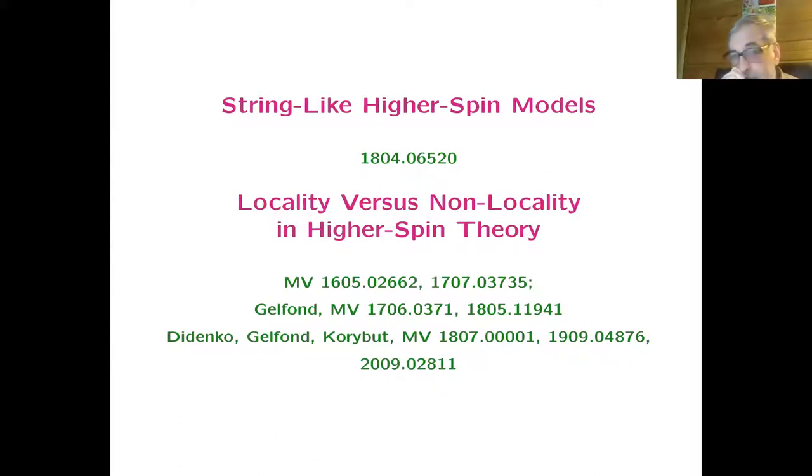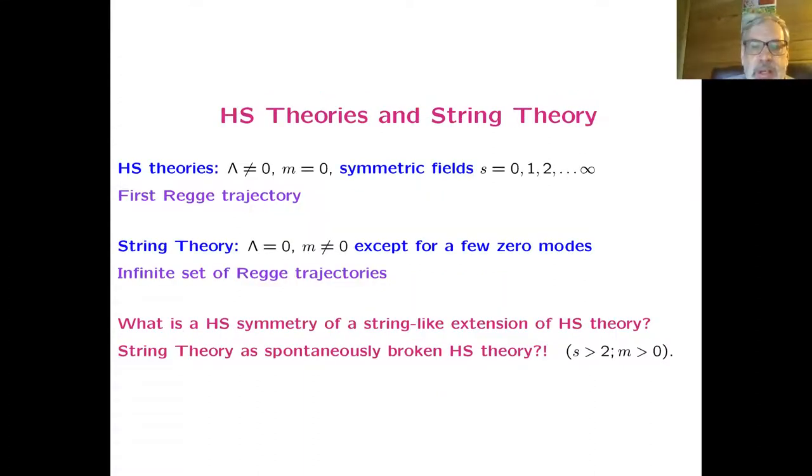So it is interesting to see what is the relation between higher-spin theories and string theory. These theories are in some sense similar. In particular, they involve infinite towers of fields, and actually infinite towers of higher-spin fields, both of them, but there are some essential differences. One is that higher-spin theories are formulated in anti-de Sitter space and only contain symmetric fields that, roughly speaking, correspond to the first regular trajectory in string theory.